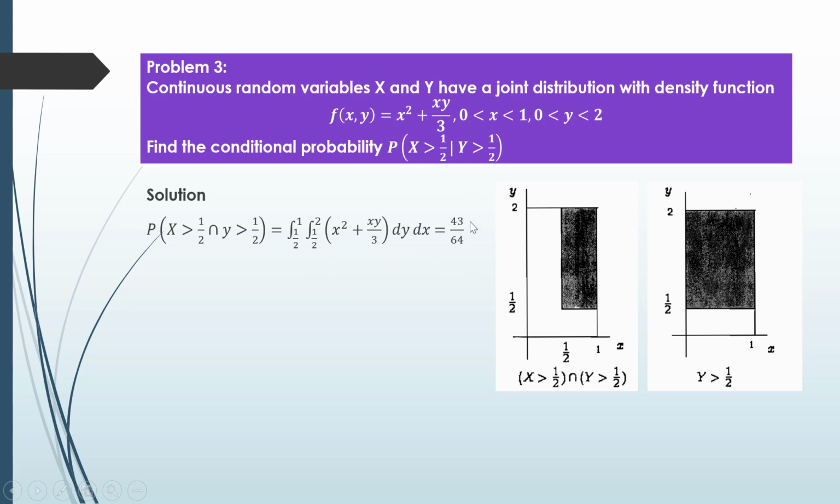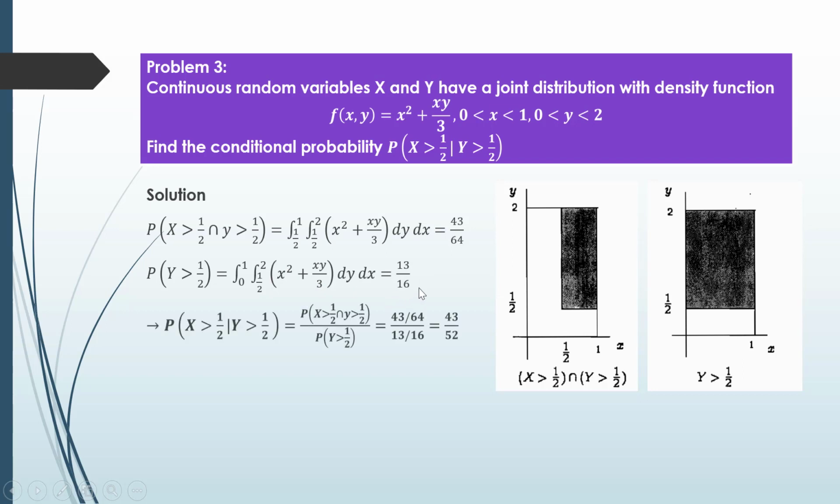And the answer for this probability is 43 over 64. Now we find the probability that y is greater than 1/2, that is the integral from 0 to 1, 1/2 to 2 of the joint distribution dy dx, and the answer of this is 13 over 16. So the conditional probability is we divide the 43 over 64 by 13 over 16, and we got 43 over 52 as the answer.